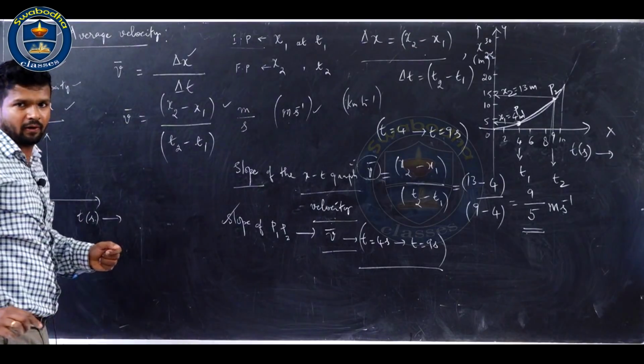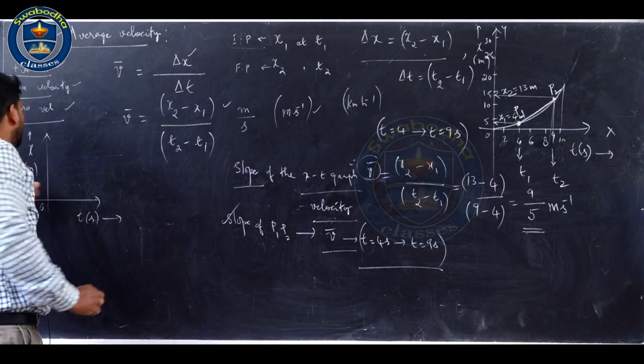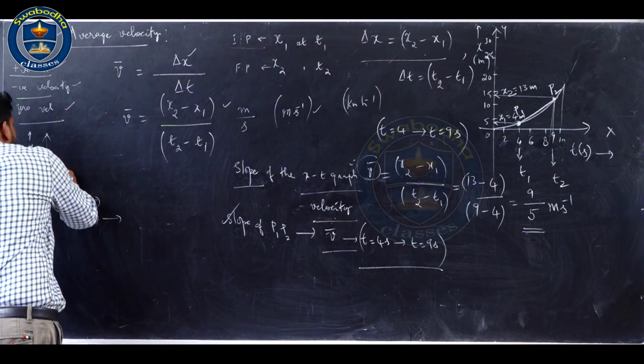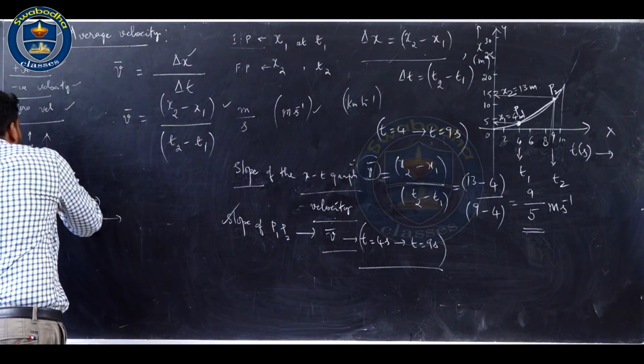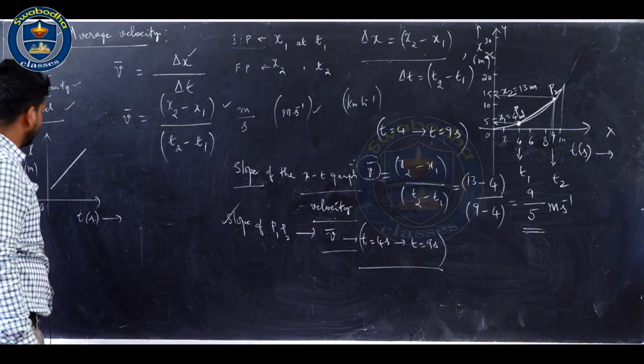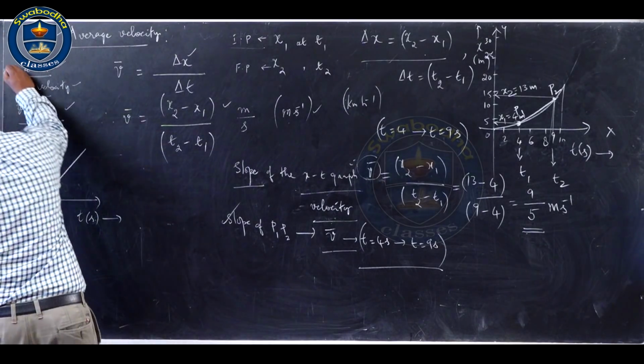So positive velocity means you must draw a straight line with the positive slope. Positive slope like this. It can start from here or anywhere. So like this. It's a straight line with the positive slope for this.